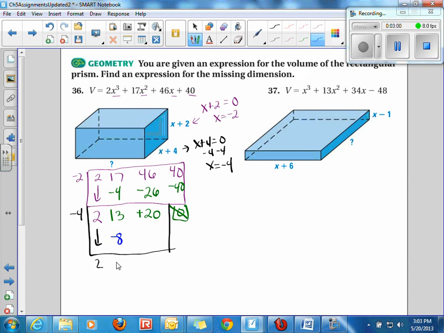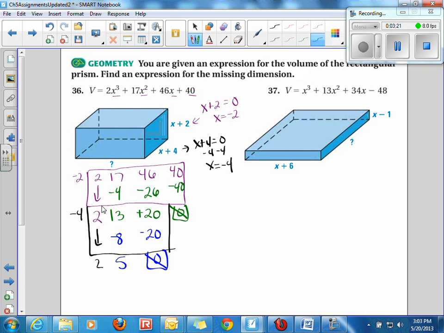13 plus negative 8 is 5. 5 times negative 4 is negative 20. 20 and negative 20 is 0, and that's good. We should get 0 because it is a factor. And then these right here will be your expression. Now remember that you divided twice. So what that does is it takes the power down 2 levels.